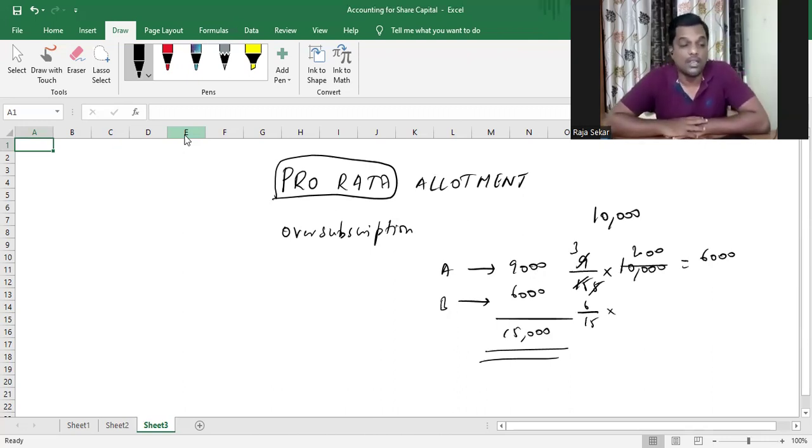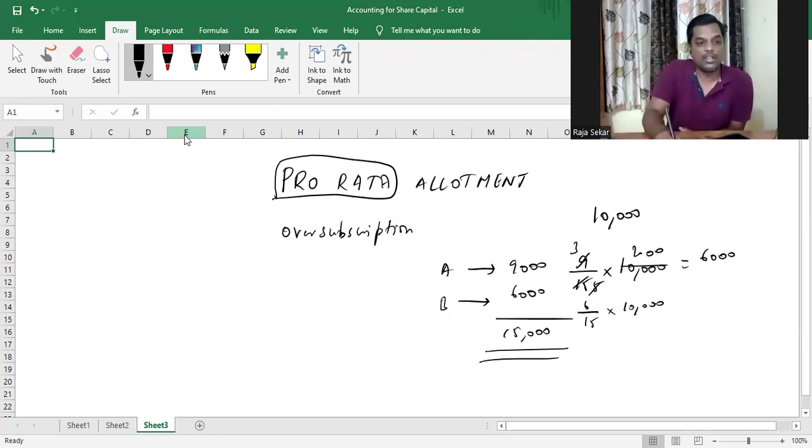Likewise, if you apply the same proportion here, the ratio of the number of applications made by B to the total number of applications is 6 by 15. And if you multiply with the total number of shares, you will get the number of shares allotted to B.